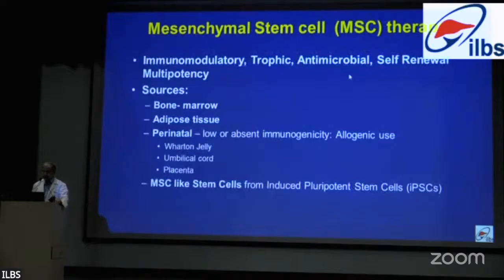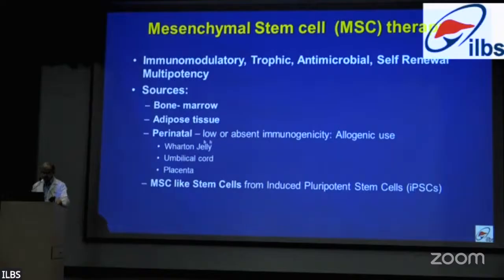Well, mesenchymal stem cells or MSC. There is no stem cell in the liver nowadays, nobody believes, because stem cells take a lot of time. So instead of that, the local process starts immediately. MSCs are immunomodulatory, they are trophic, antimicrobial, they have self-renewal, and they are multipotent. There are several sources. Marrow, we used to work on that. Adipose tissue, Sanal had worked on it. Perinatal, where the immunogenicity is probably very, very low.